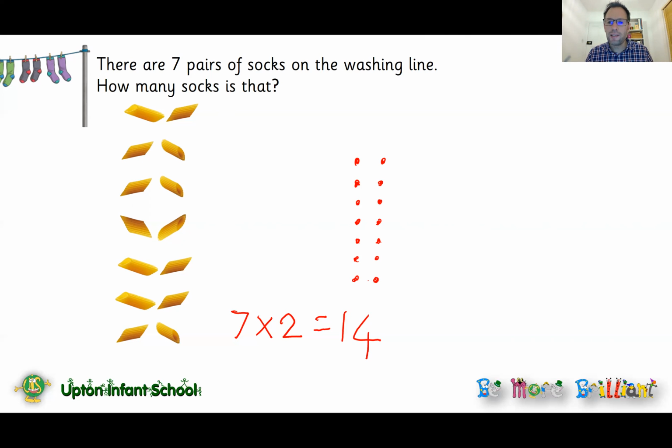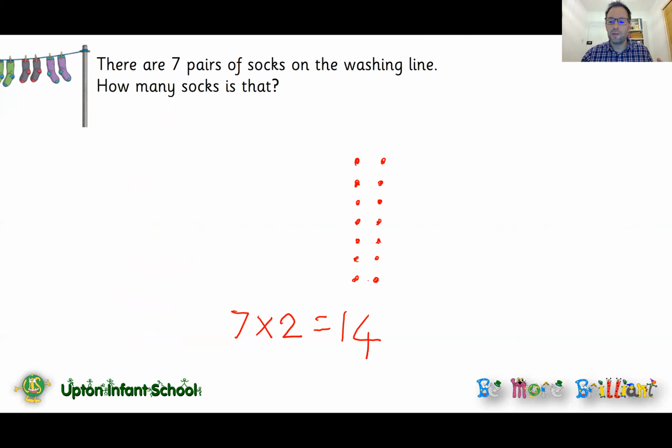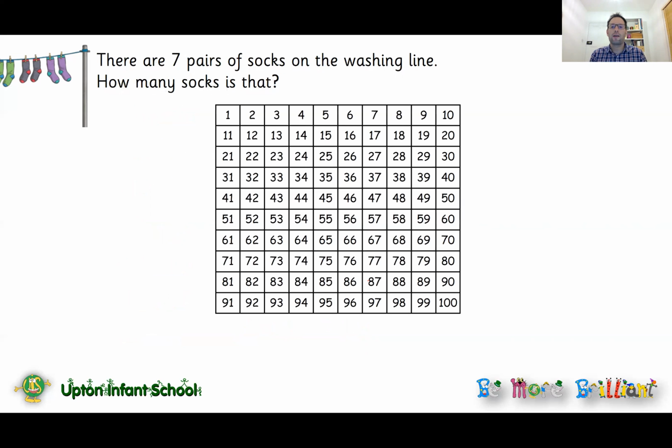Is there another way we could do it? How many people could use the 100 square? Let's have a little look. Okay, let's count in 2s using our 100 square. Okay, you can count with me, counting in 2 7 times. 2, 4, 6, 8, 10, 12. Have we done it? Is that 7? Let's just double check. Oh no, we've only counted 6 times. We need to count one more lot of 2. So after 12, 14. So that shows us that 7 times 2 is 14.